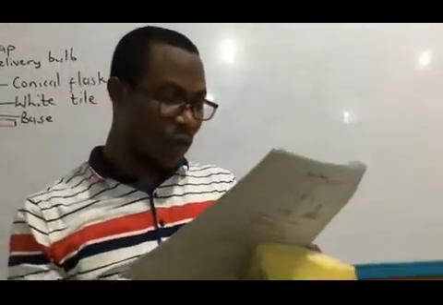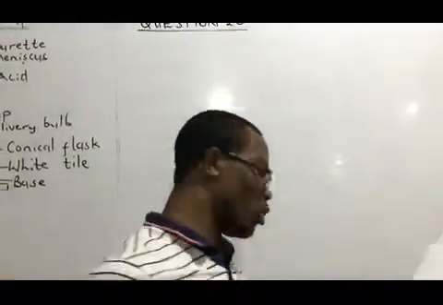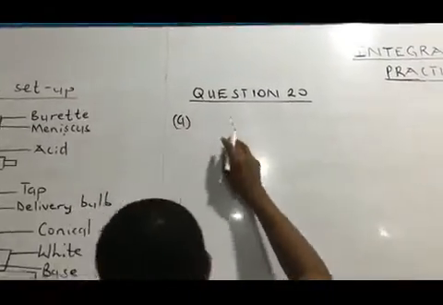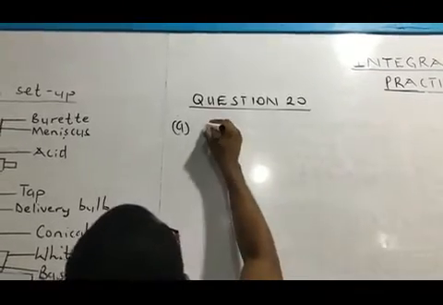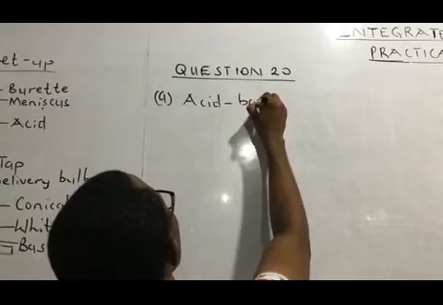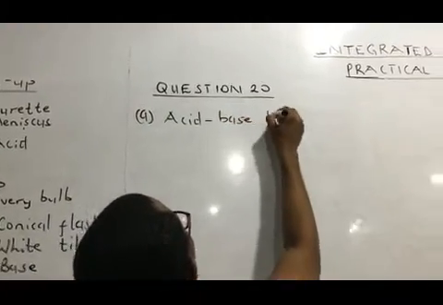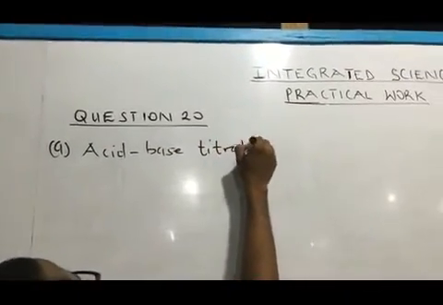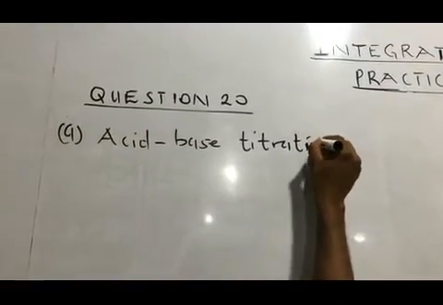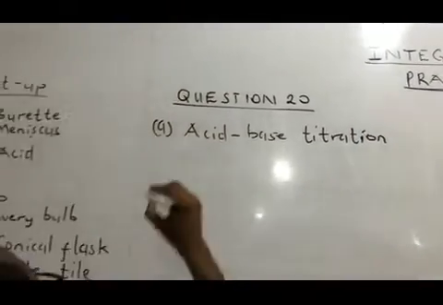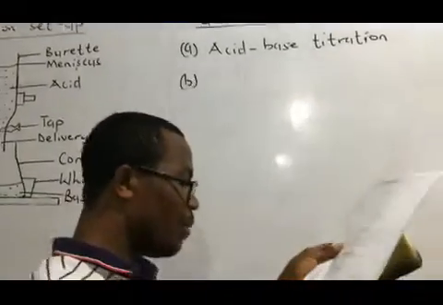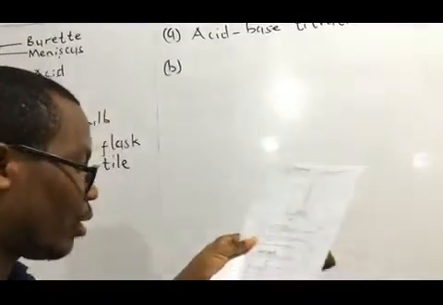Question A says, name the process the setup is used for. So just like question 19, this is titration, or acid-base titration. And then question B says, name each of the parts labeled I to IV.